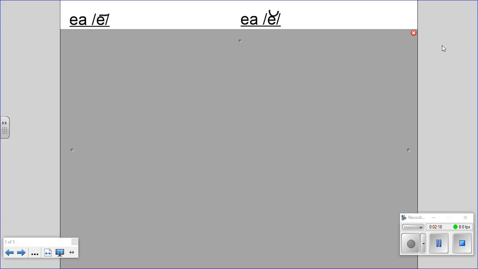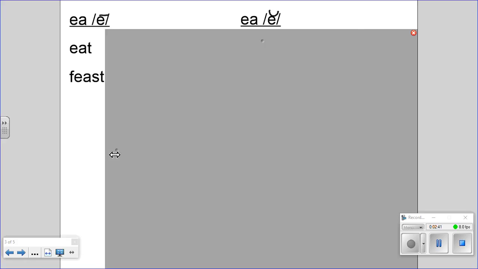In this lesson, we're going to discuss the EA vowel team. Typically, when EA is together, we hear long E. However, in the English language, that doesn't always work. We have some rule breakers. So sometimes the EA vowel team will say eh. First, let's look at some examples that have the long E, the regular rule.